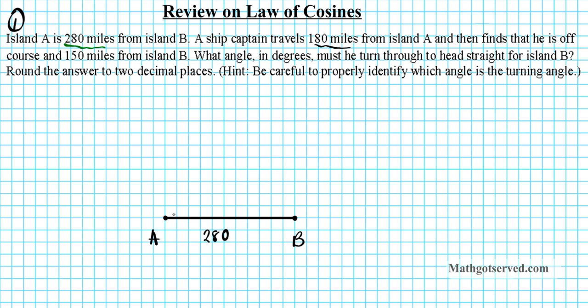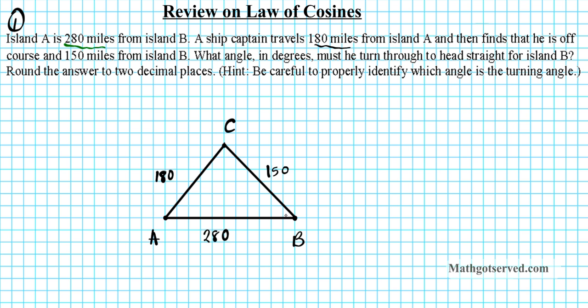All right. So let's say that this is a point somewhere here where the captain realized that he's off course. How about we call that point C? Now we can create a triangle like this. So he traveled 180 miles before he realized that he's off course. And he found out that he's off course by 150 miles. So 150 miles is how many miles he is away from his destination.